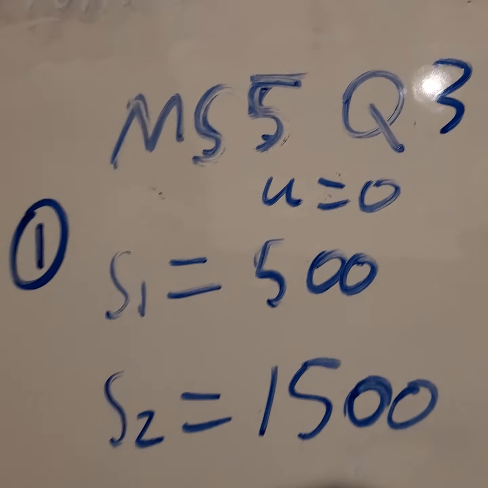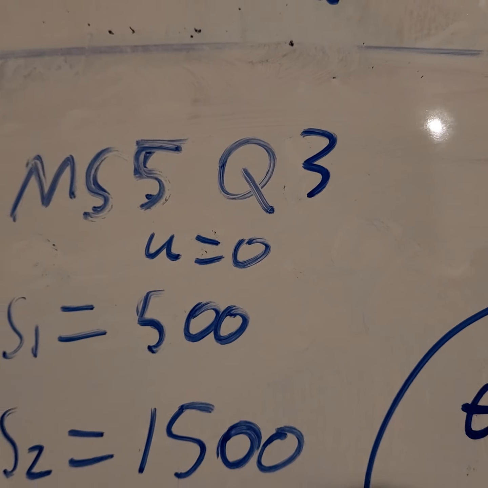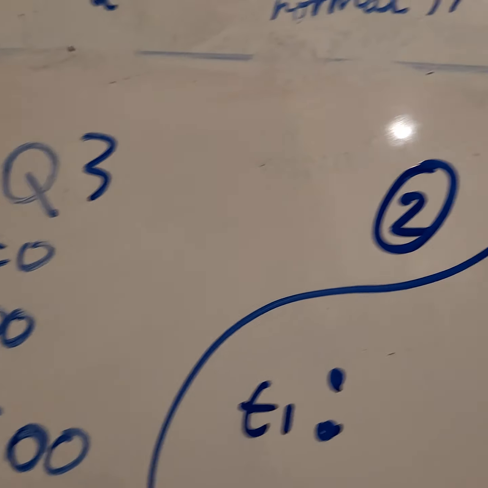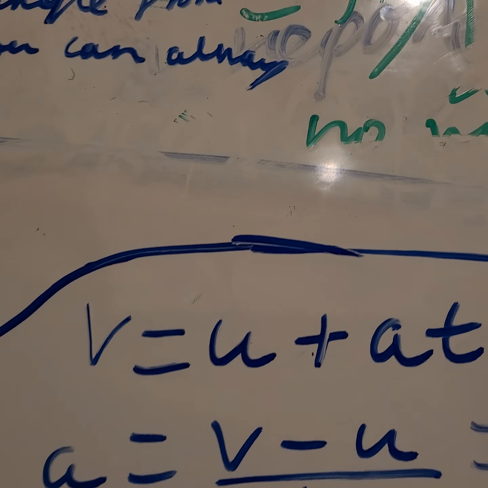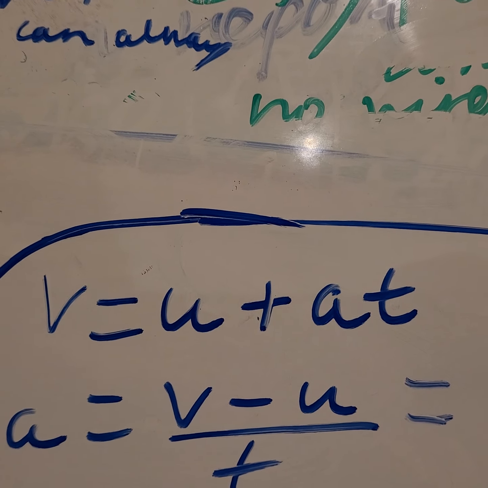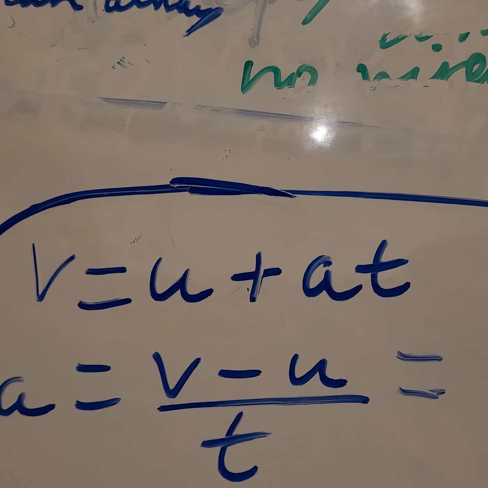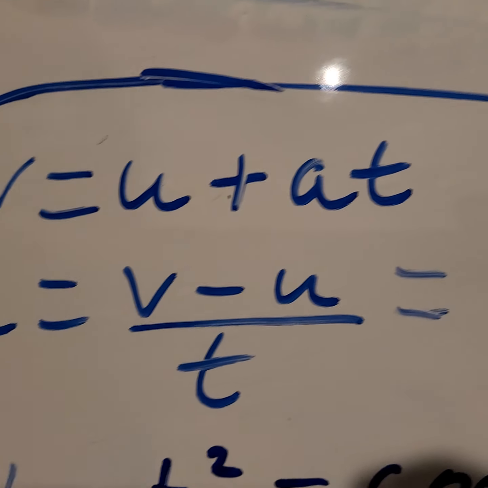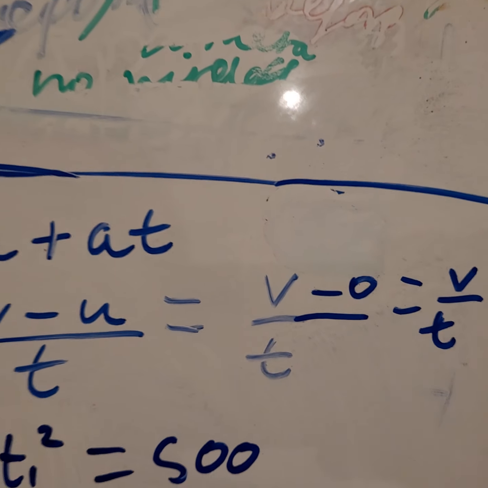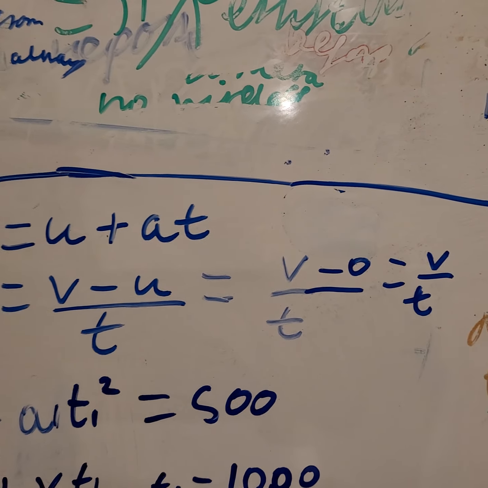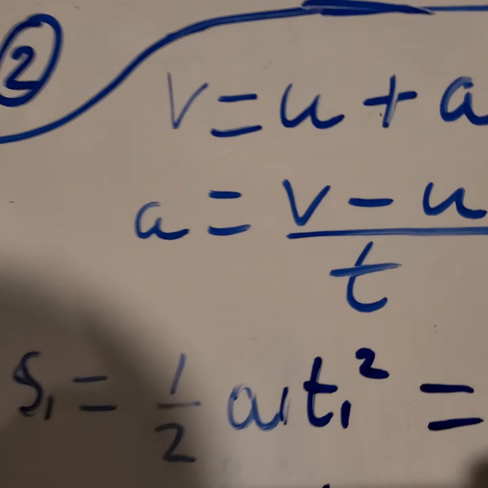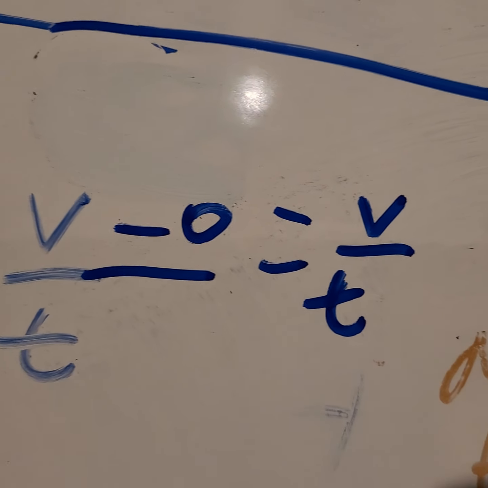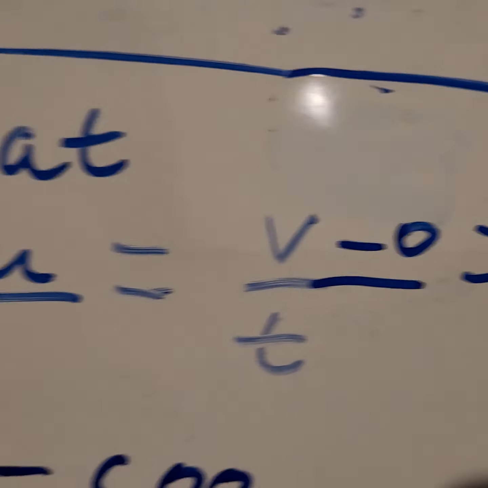So, we know that the first period takes place with constant acceleration from 0 to v. So, we've got an equation here. It says v is equal to u plus at. We know u is equal to 0. So if we arrange this to make a the subject and then set our u to be 0, we end up with a is equal to v over t. So we start with that and we rearrange it to v over t basically.